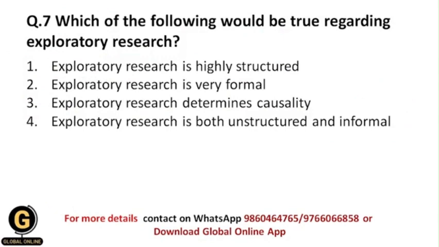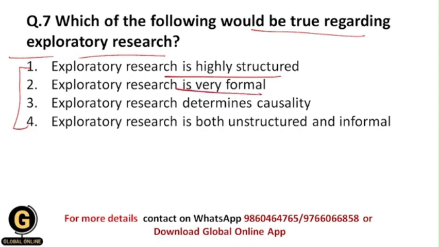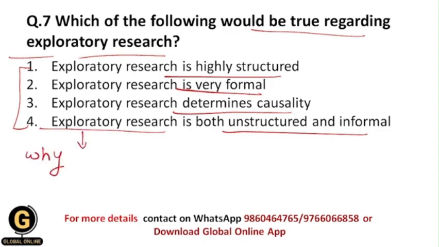Okay, next is, which of the following would be true regarding exploratory research. So regarding exploratory research we have given 4 statements, and from these statements we are going to identify the true statement relevant to exploratory research. So first is, exploratory research is highly structured. Exploratory research is very formal. Exploratory research determines causality. Exploratory research is both unstructured and informal. As I have told in the previous question that exploratory research is incorporated so that we get the answers to the questions why, how and what.